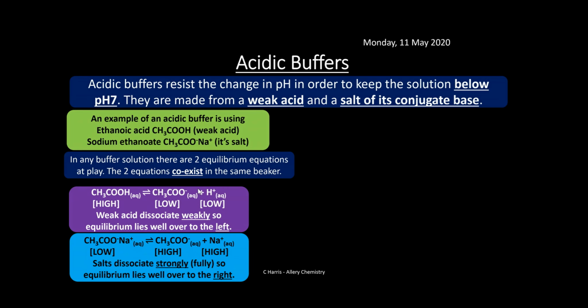Let's look at the salt bit, because remember, a buffer is made from two bits, the weak acid and its salt. So we write the equation for a salt as well. This is sodium ethanoate. It dissociates readily. You add salt to water and it doesn't put up any fuss whatsoever, mostly. You chuck it in water and it dissolves very easily, and when it dissolves, it produces these two ions here. So it fully dissociates. Equilibrium lies to the right.